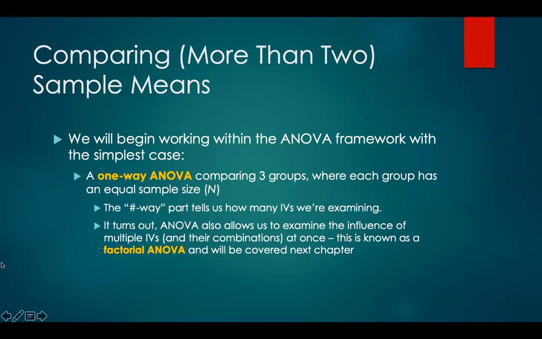So we'll begin working within the ANOVA framework with the simplest case, a one-way ANOVA comparing three groups where each group has an equal sample size, or n. The number way part tells us how many independent variables we're examining. It turns out that ANOVA also allows us to examine the influence of multiple independent variables and their contributions at once. And this is known as a factorial ANOVA, and we'll be covering this in the next chapter.